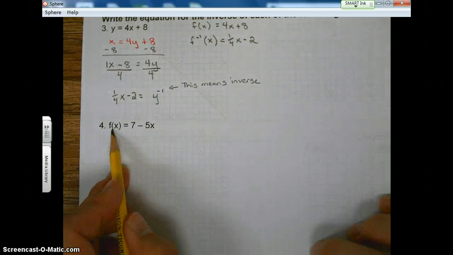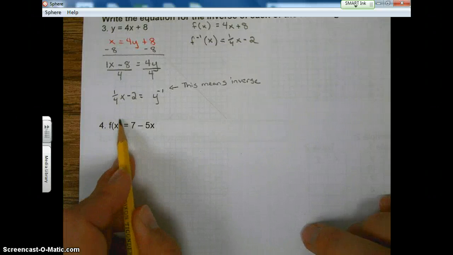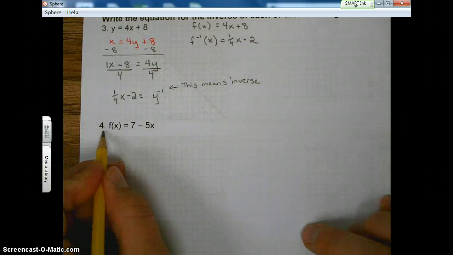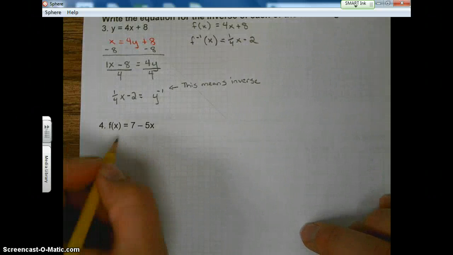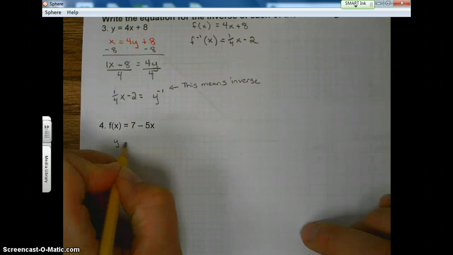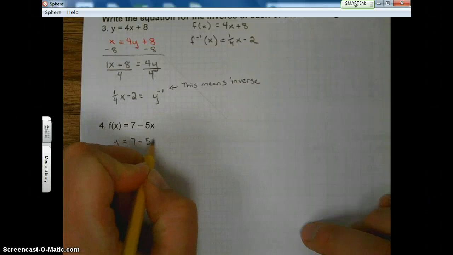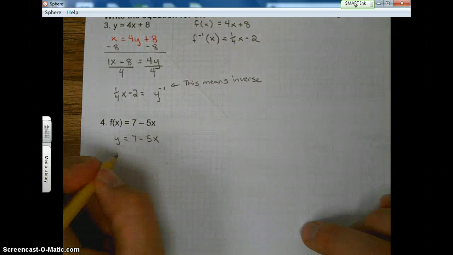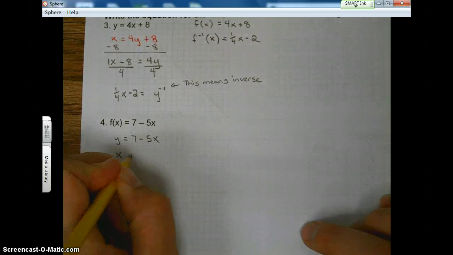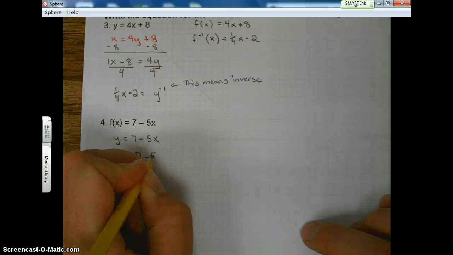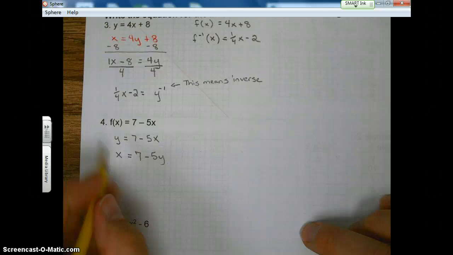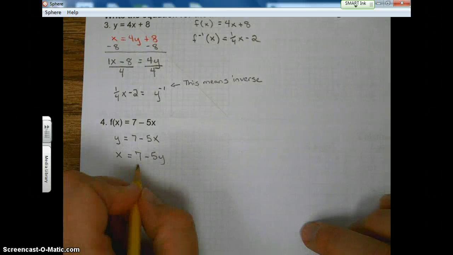So what we want to do, remember f of x is the same as y. And so when we do this problem, we want to use a y instead of f of x. We switch the x and the y. And then we solve for y. So again, isolating the y.